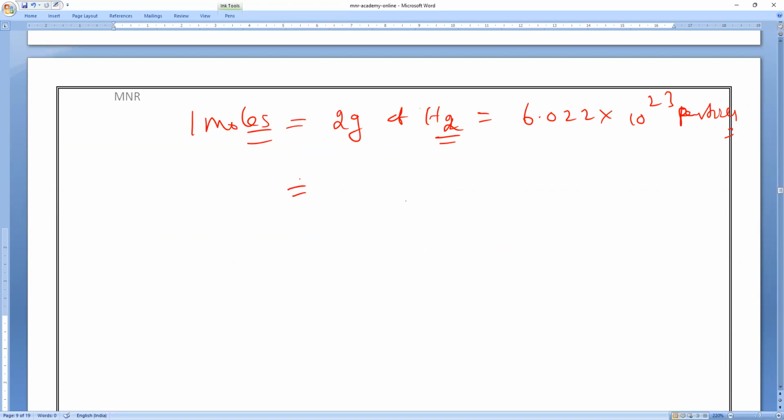One more. Now, if I take nitrogen, let me take nitrogen gas, N2 gas. So 2 into 14, which equals how many?